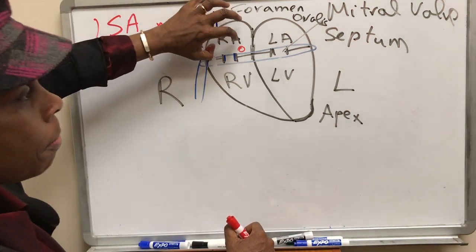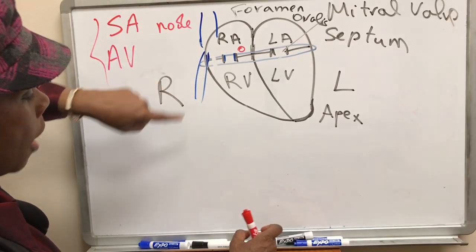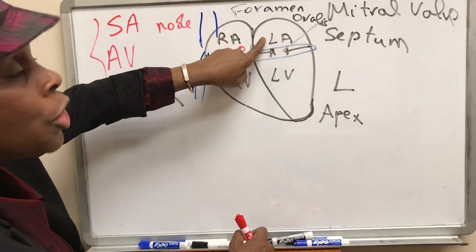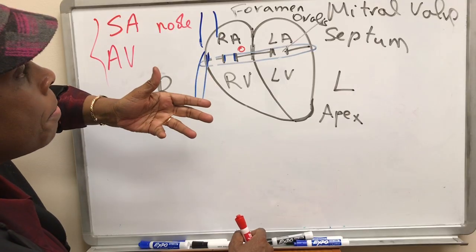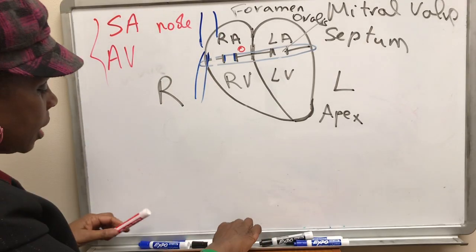So the right atrium will have the foramen ovale during development, right? But it becomes the fossa because it closes, it doesn't open anymore.